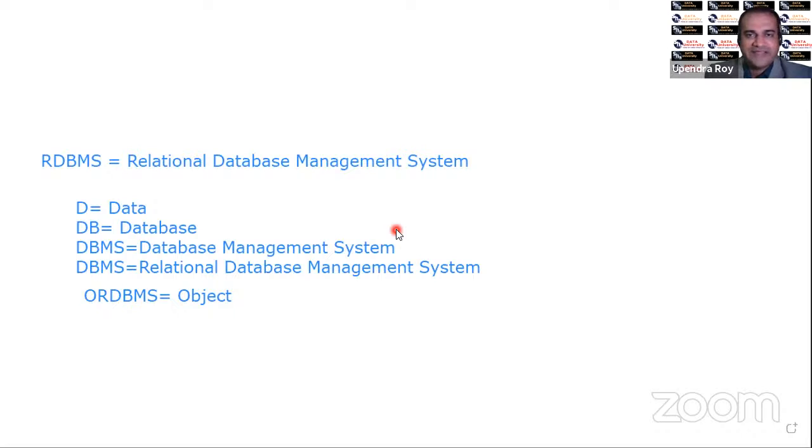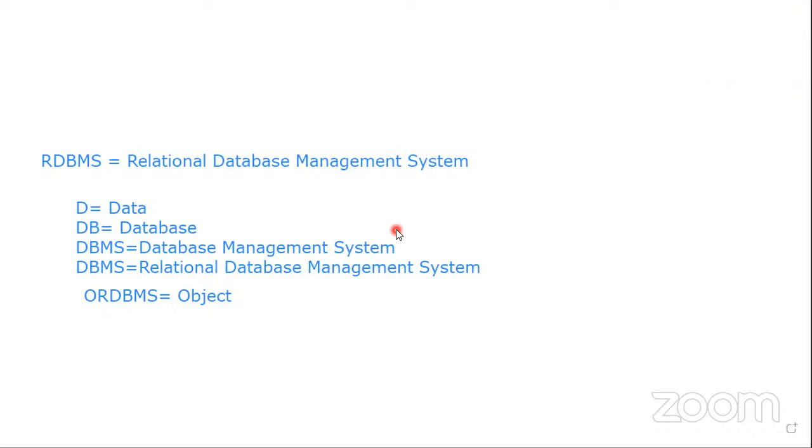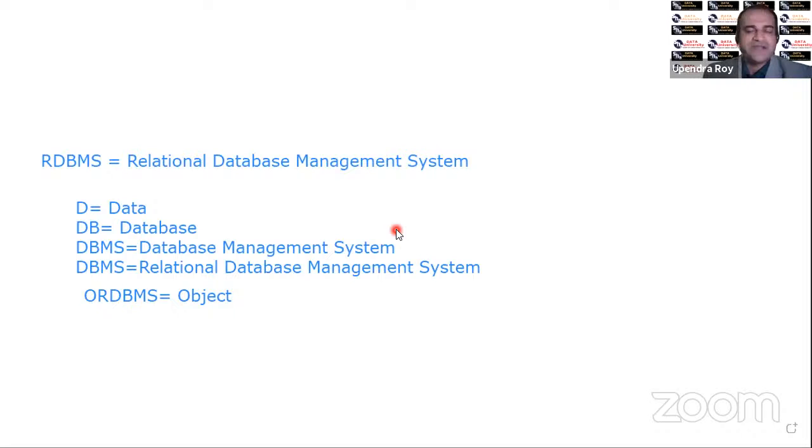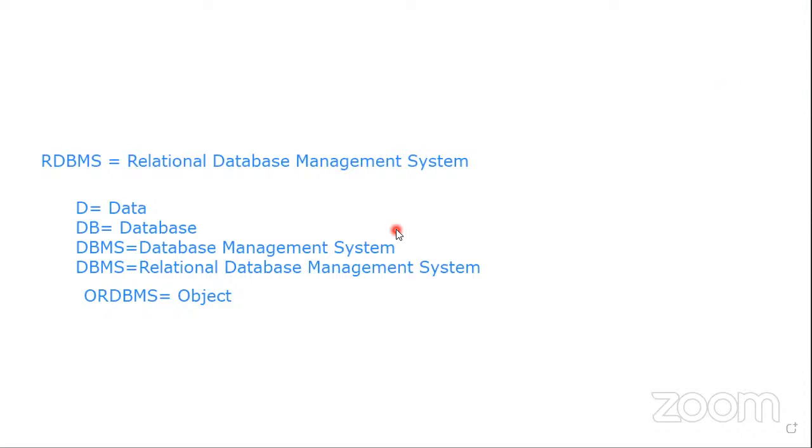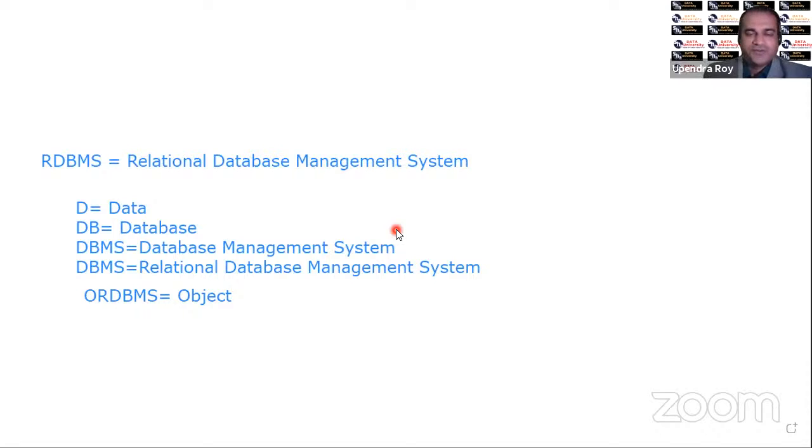Correct? Next step. Database. If somebody asks us what is a database, how are we going to explain this? Sir, any character information stored in one place is the database. Very good. So what you are trying to say is the place where we are keeping data is a database, correct?